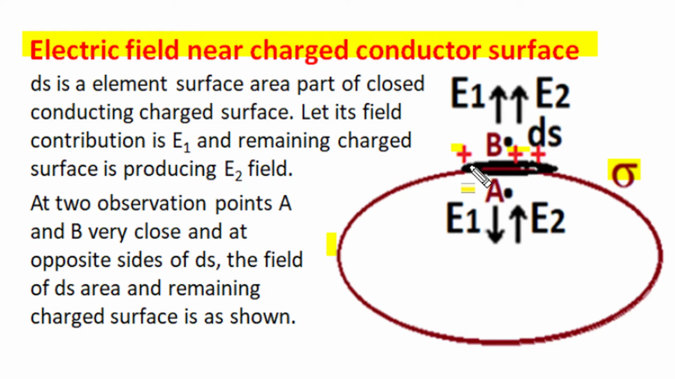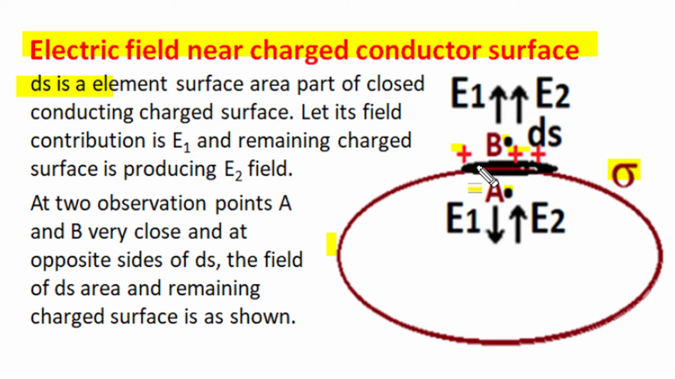So for that we have taken a small elemental surface area ds having surface charge density sigma, and this sigma is not the same all over the surface, but for this small elemental surface we can treat surface charge density sigma as constant. Now let's take two test positions A and B very close to this elemental surface area, one inside the closed conductor and second outside the closed conductor, and we treat that at these two positions A and B, this elemental surface area and the remaining surface area of the charged surface produce their own separate electric field contributions, respectively E1 and E2.